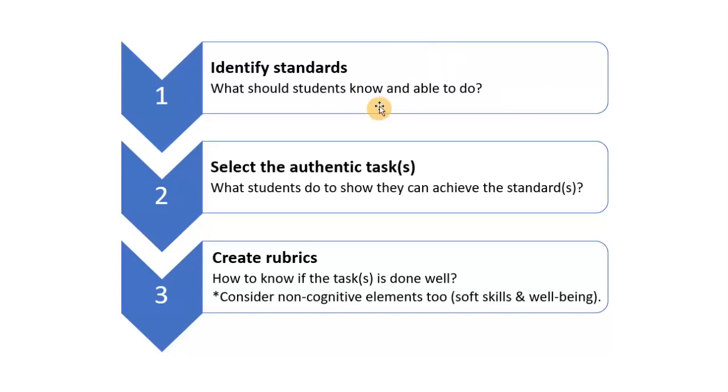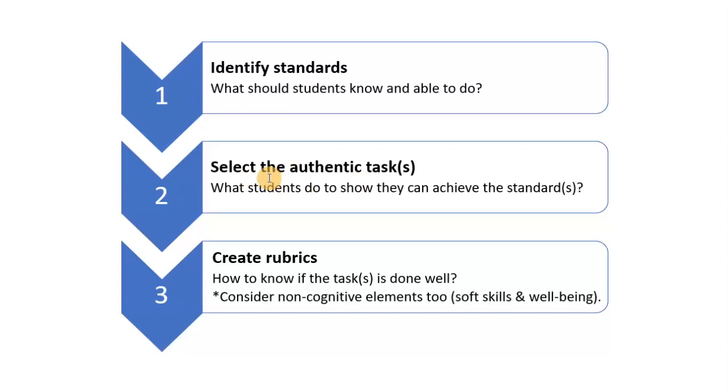So identify the learning outcome, then followed by selecting the authentic task in order to make sure that the authentic task helps to achieve the standard that is defined in step number one. So what should students do to show they can achieve the standards mentioned in step number one, or the one of the course learning outcome that you target to achieve?